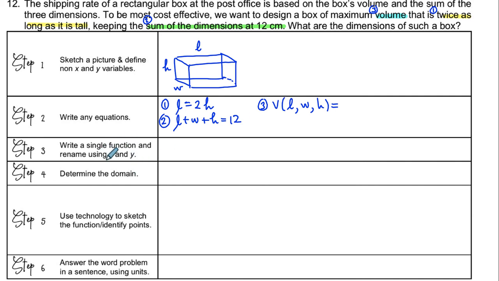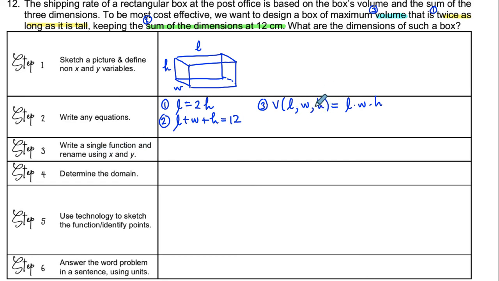But eventually we're going to want only 1 input and 1 output. And then we're going to come up with a graph with only 1 x and 1 y. Okay, so the volume, as we know for a box, is length times width times height. And in step 3 it says to write a single function, and so we want a single function of a single variable.